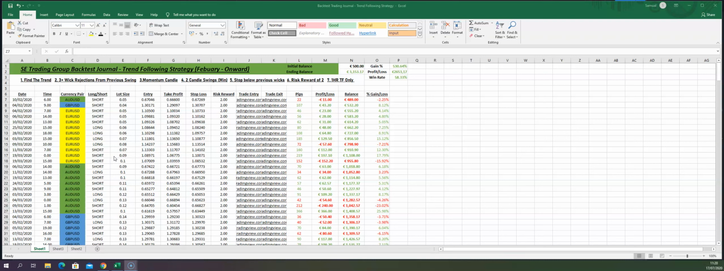So basically this is my strategy. This is what we go through. So first we've got to find the trend. Then we look for 3 wick rejections from the previous swing. We then wait for a momentum candle to execute the trade. What we need to also look for then is the candle swings have to be at least 2 candles for it to count as a swing. The stop is always below the previous wicks or above the previous wicks, obviously depending on the long or short position. The risk reward is a minimum of 2, and we only look at the 1 hour time frame.